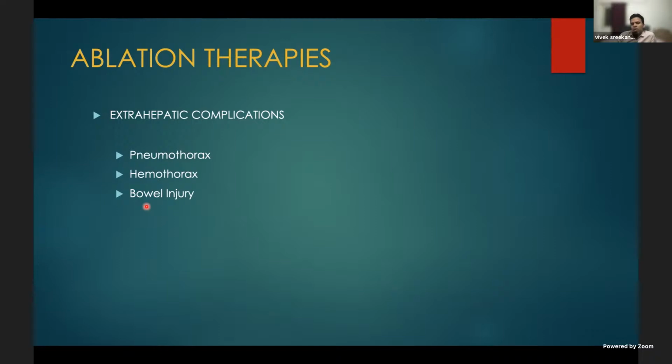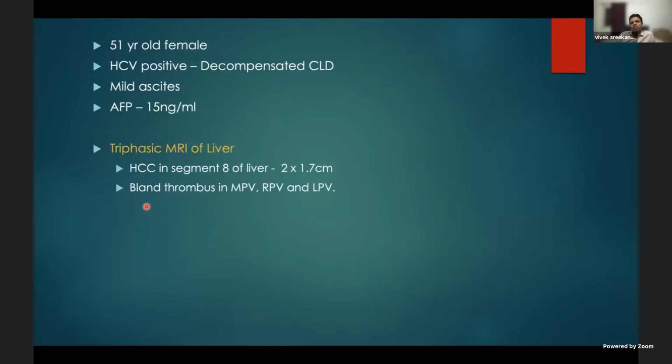Ablation therapies are mainly done with curative intent and also as a bridge to a transplant or a resection. Coming to this, one of the cases I want to show is a 51-year-old female, HCV positive with decompensated CLD. She also had mild ascites, and at presentation her AFP was 15 nanograms per ml.